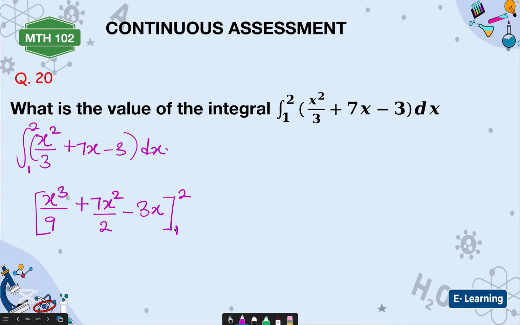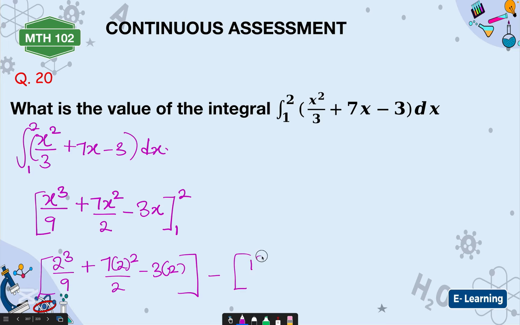Now, at this point in time, what do you think we can actually do? You substitute 2 into this equation, subtract it from when you substitute 1 into this equation. So let's substitute 2 first: 2 raised to the power of 3 over 9 plus 7 bracket 2 squared divided by 2 minus 3 bracket 2, minus 1 raised to the power of 3 divided by 9 plus 7 bracket 1 squared divided by 2 minus 3 times 1. All right? So when you simplify that, let's do that here.